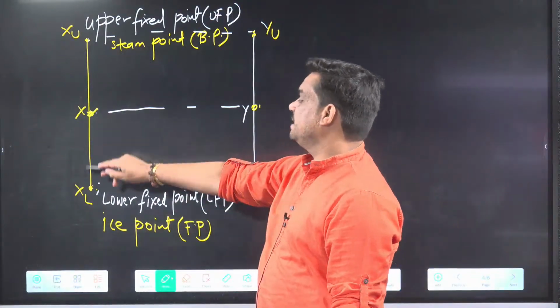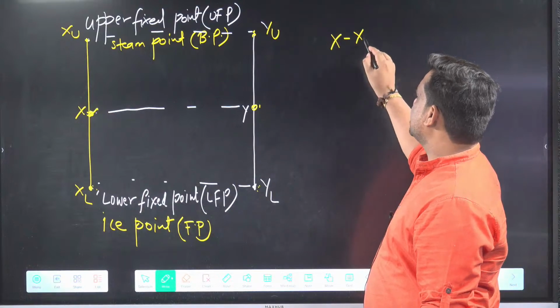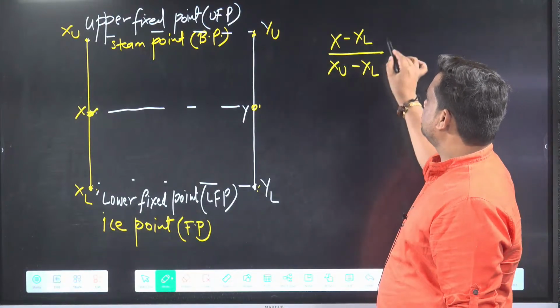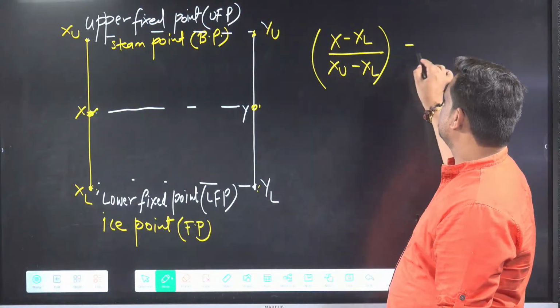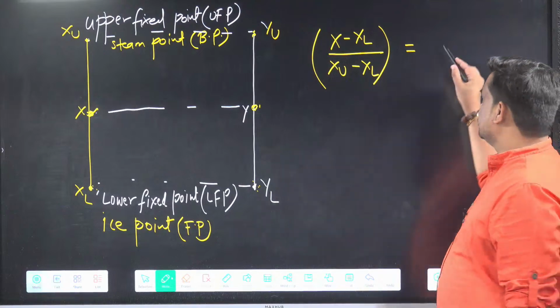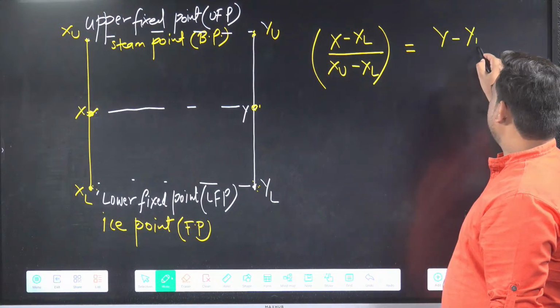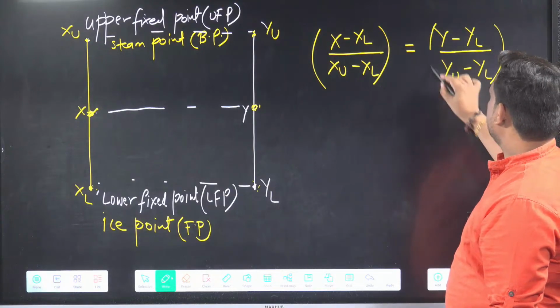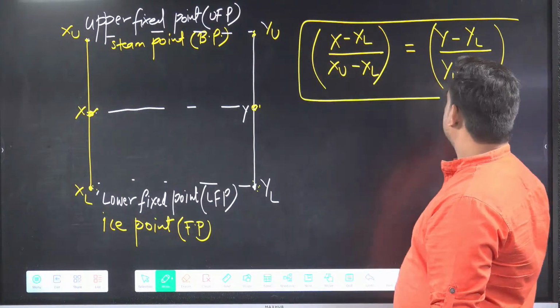You can say, sir, x minus xl. So x minus xl divided by, we can write, xu minus xl. Same thing I will write for this scale also, and then we can write here: y minus yl divided by yu minus yl. I hope it is clear to you.